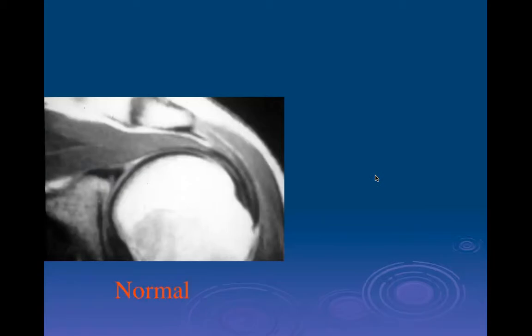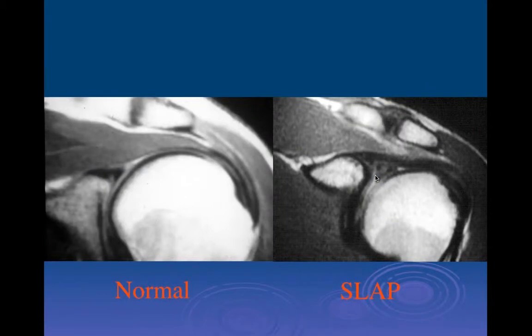Okay, so sometimes when we're reading out, I hear you or Dr. Fatimi say there's abnormal signal intensity within the superior labrum, call it a superior labral tear. So what's the difference between just calling that and this SLAP tear then?